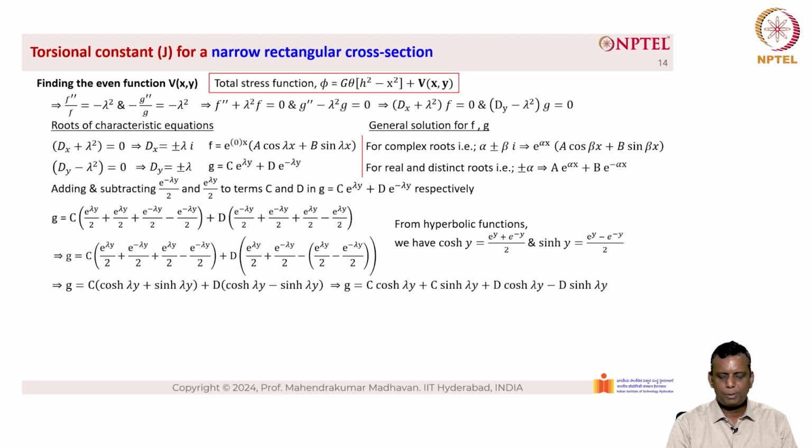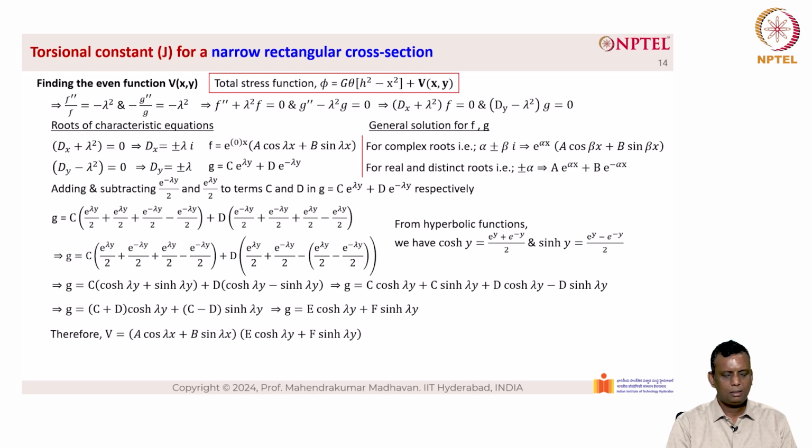So when we expand this further, we have g equal to c cosh lambda y plus c sinh lambda y plus d into cosh lambda y minus d into sinh lambda y. This again can be further simplified as g equal to c plus d into cosh lambda y plus c minus d into sinh lambda y. This can be given as constants, c plus d equal to e and c minus d equal to f, which becomes g equal to e cosh lambda y plus f into sinh lambda y.